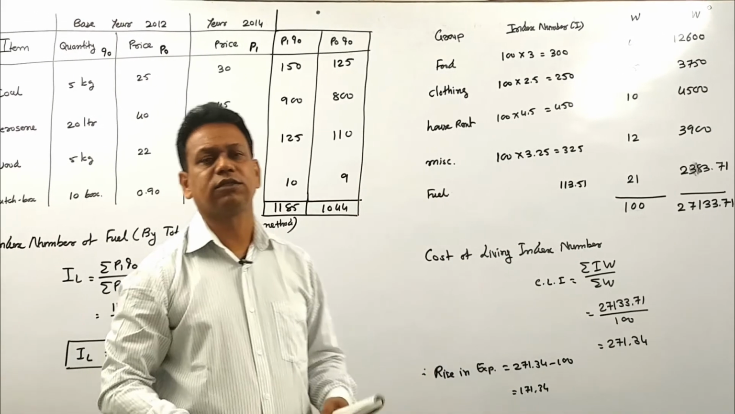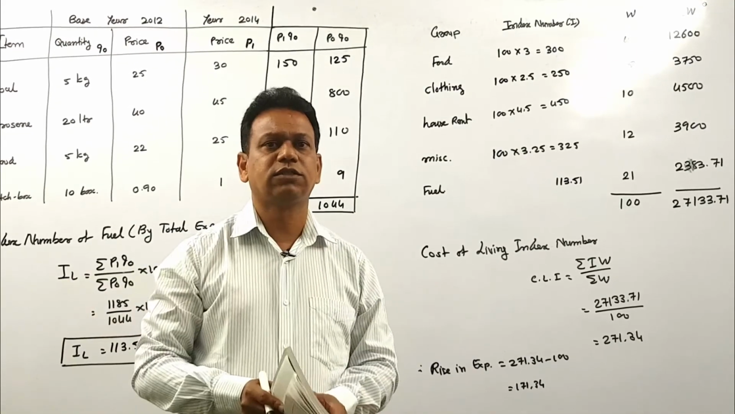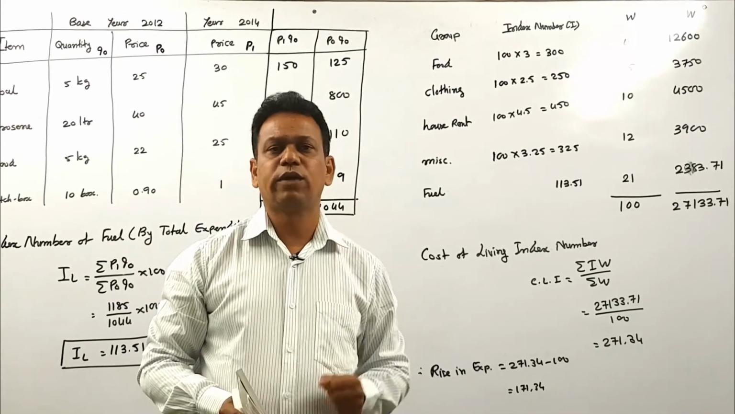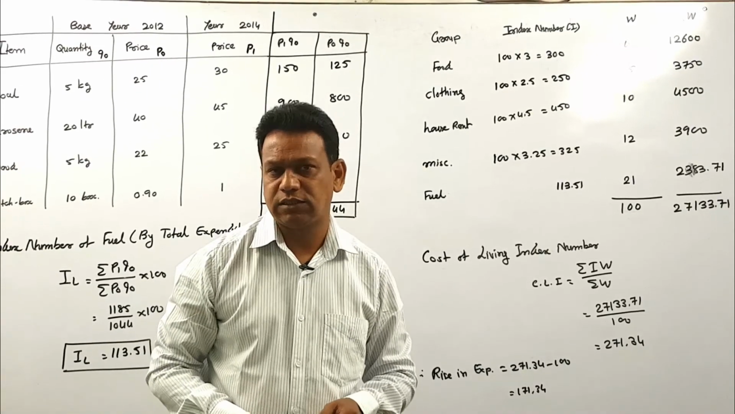So my dear friends, things are easy, but sometimes they merge the things. They are asking two methods together here. One is the total expenditure method and the other is the cost of living index numbers method.